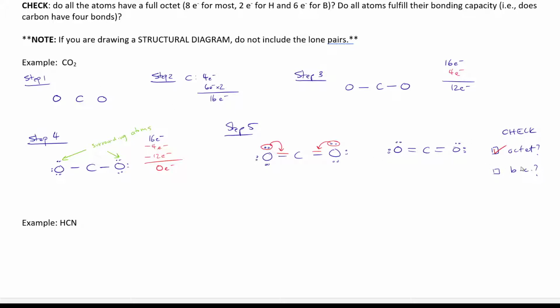So yes, both atoms are fulfilling their bonding capacity, and so this is the Lewis structure, and then this would be the structural diagram for carbon dioxide. So it's a carbon with a double bond on the left side and with a double bond on the right side.